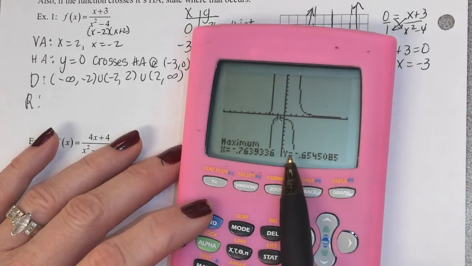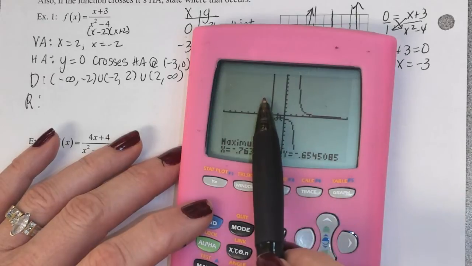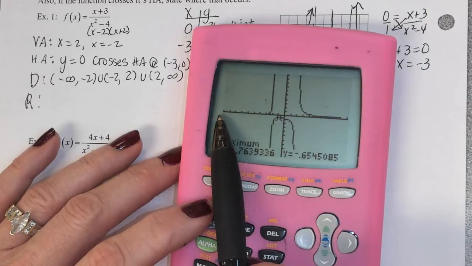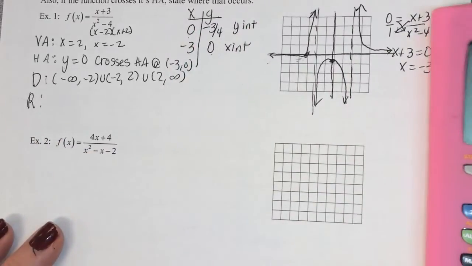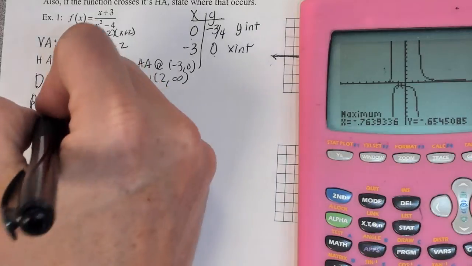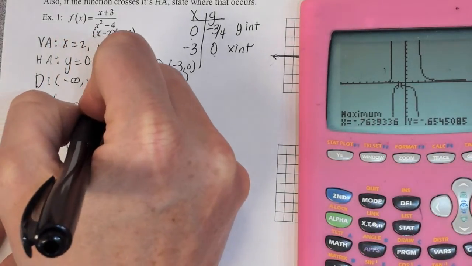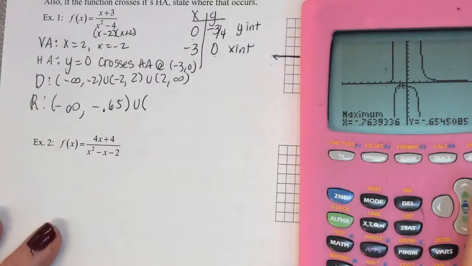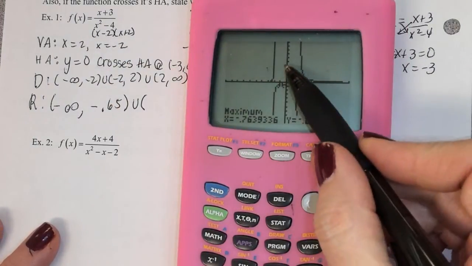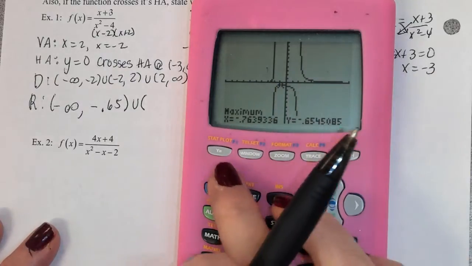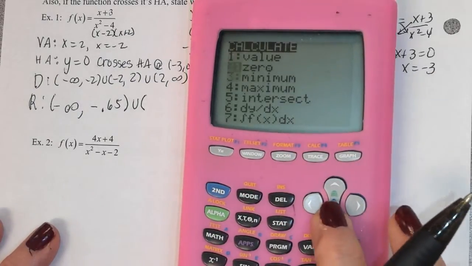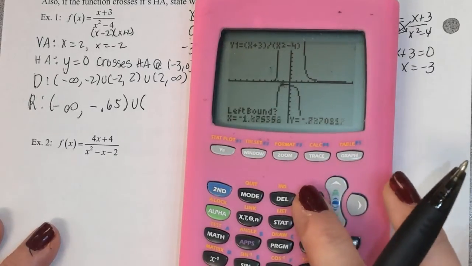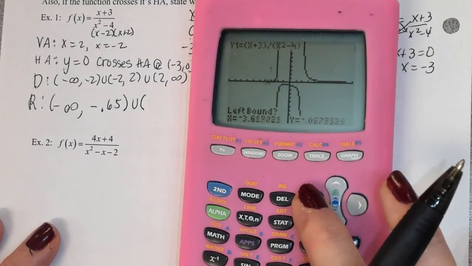So this goes up to -0.65, but I don't think this one goes down to -0.65. This is actually a very tough problem to write the range for. This range would be like -infinity to -0.65 union, and then I would have to see how low it goes right here. So I'd have to do second calculate a minimum. And I would have to see, like I said, how low this goes.